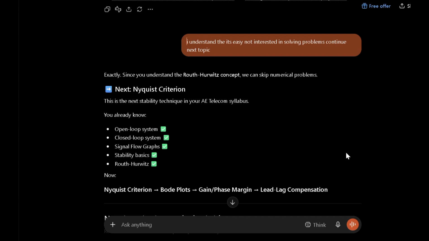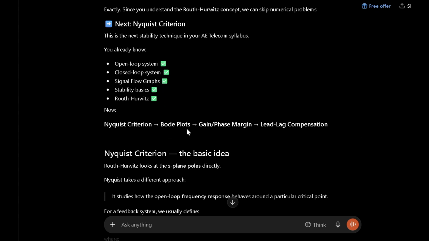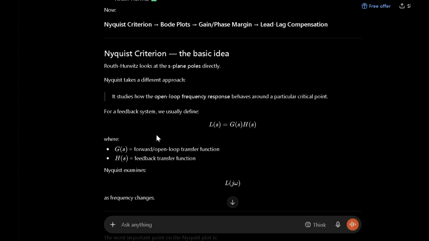Once you understand the Routh concept, you can solve the numerical problems. Next, Nyquist criteria. So I completed this stability basic. Now, Nyquist criteria. Routh looks at the characteristic equation directly, but Nyquist takes a different approach. It studies how the open loop frequency response behaves around a particular critical point. For a feedback system, usually L of s equals G of s times H of s.